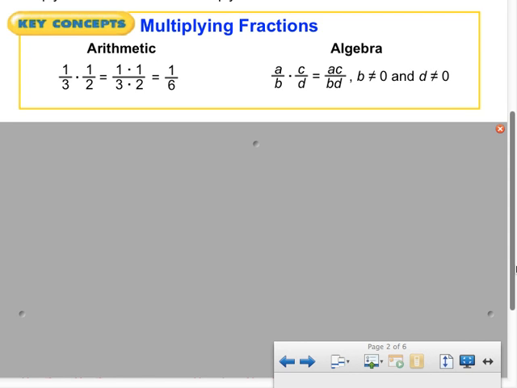And it's pretty easy, because if you look, to find the numerator of your product, you just multiply the numerators. So 1 times 1, that's my new numerator. That's my answer. Got it? And then to find my denominator, you multiply the denominators. So 3 times 2, that's my denominator, 6. So the answer, the product, is 1/6. Do you see how easy this is? It's the easiest one to do.